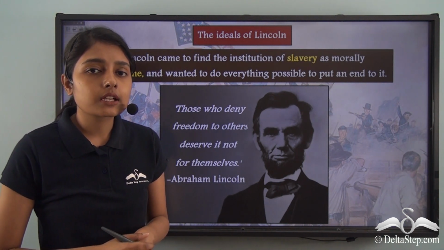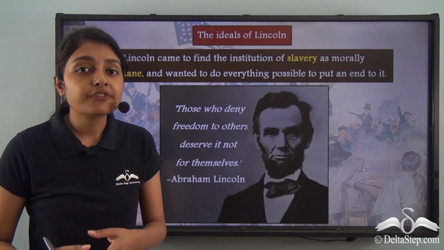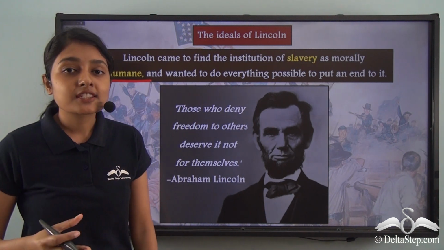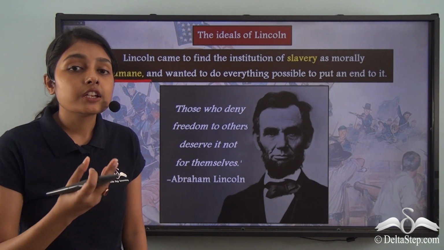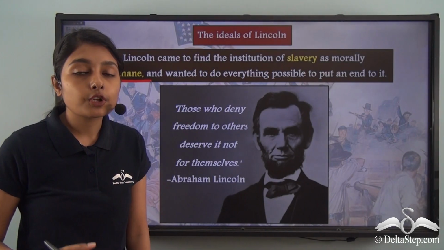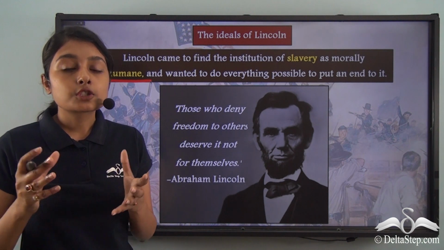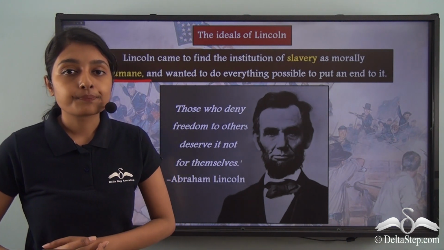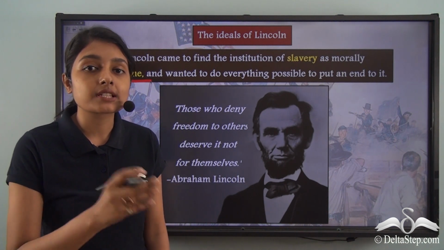Now Abraham Lincoln did not just find the institution of slavery as unfair, he also found it as inhuman. This was a dehumanizing institution that reduced human beings to commodities, to products that were being bought and sold. Now Abraham Lincoln took it upon himself to abolish slavery altogether. He knew that he had to do something to put an end to slavery.